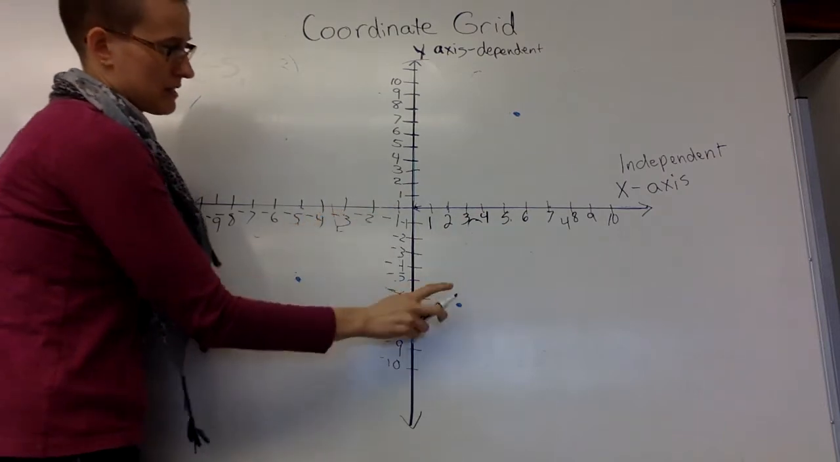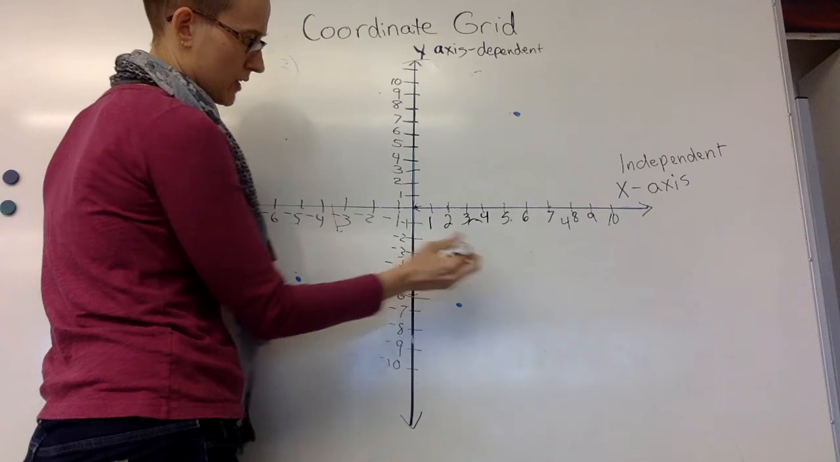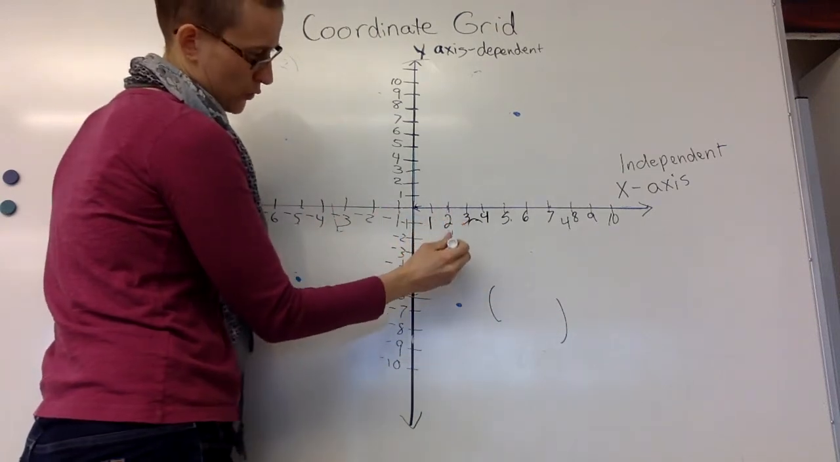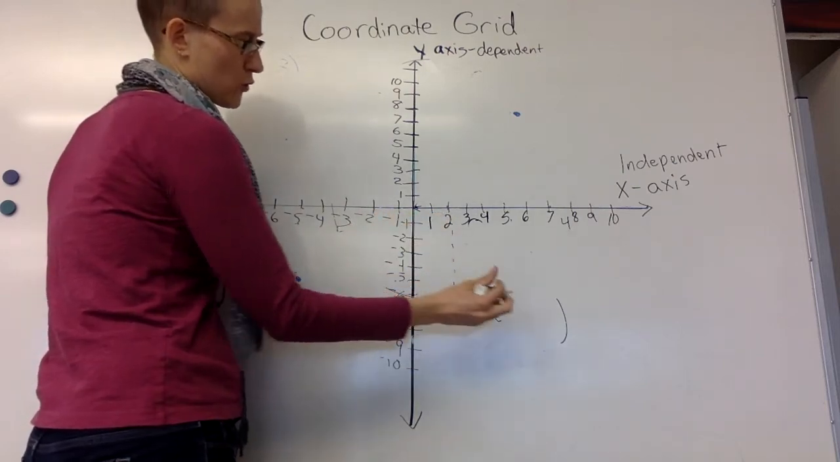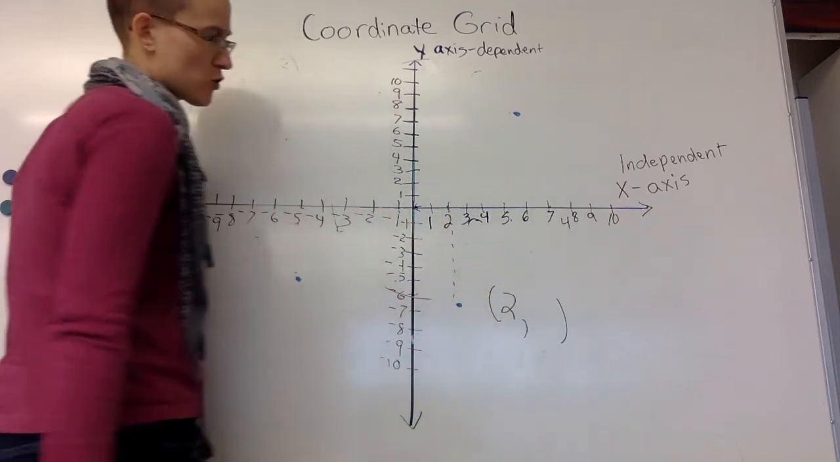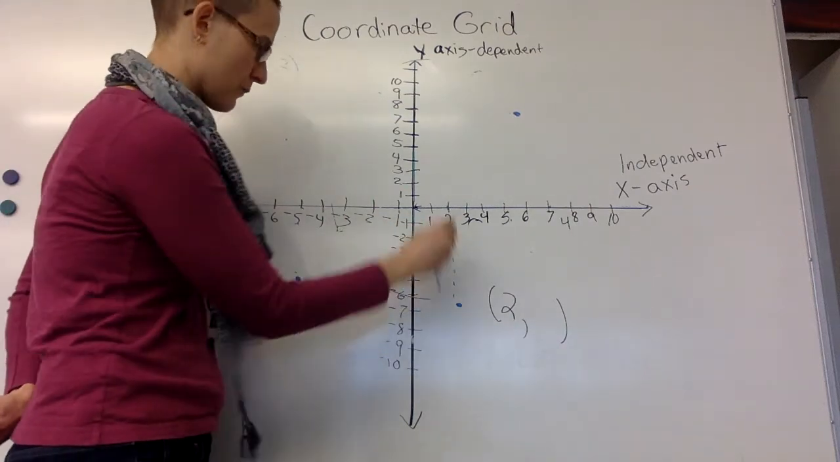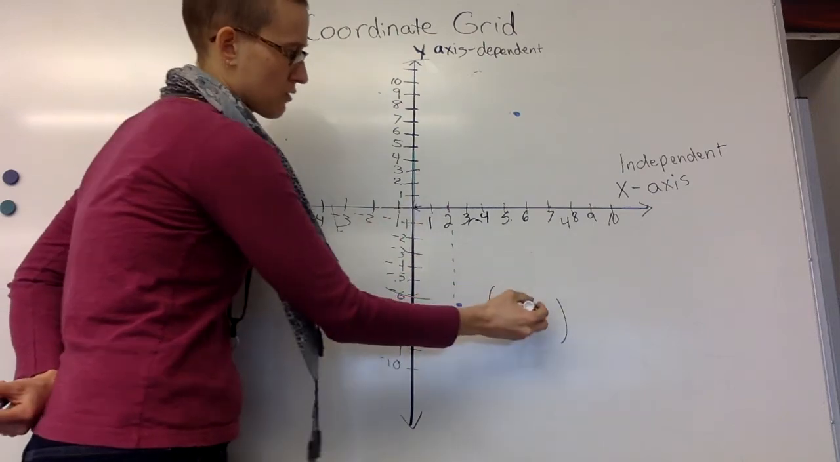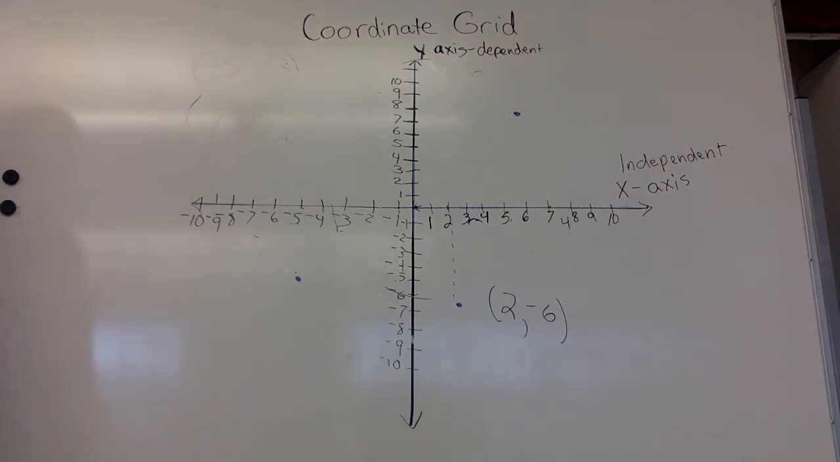So to place this point, this one that I put down here, we're going to start with the x value. So how many did I go over to get to that point? I went over 2 that were positive. So I'll put a 2 for my x value of my ordered pair. How many did I go down? I went down 6. So going down means I have a negative. So that point would be 2, negative 6.